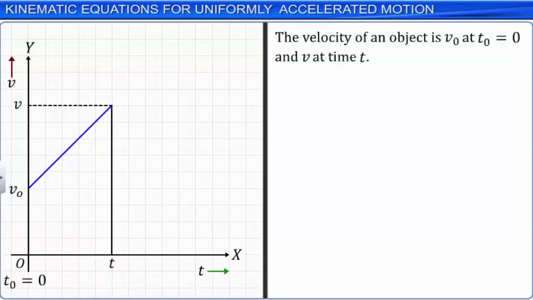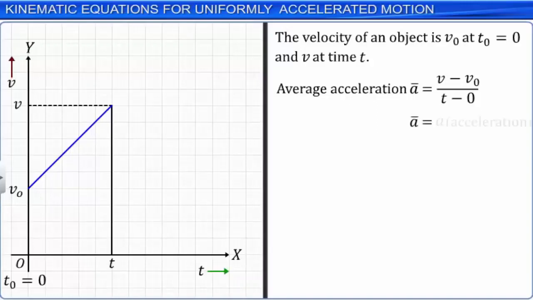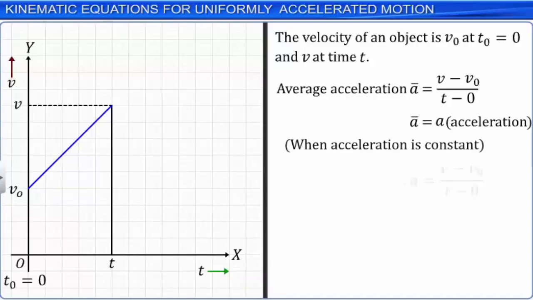Average acceleration, a dash, is the ratio of the difference between v and v0 and the difference between t and 0. The value of a dash is equal to acceleration when acceleration is constant. By cross-multiplying and rearranging, we get the value of velocity as the sum of v0 and the product of a and t. This is equation 1 of motion.